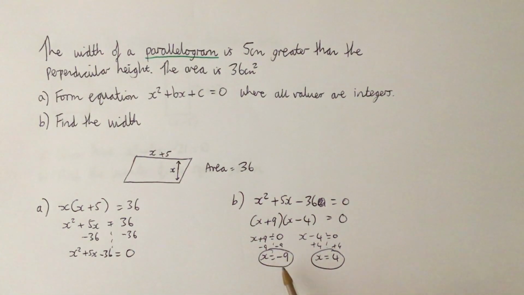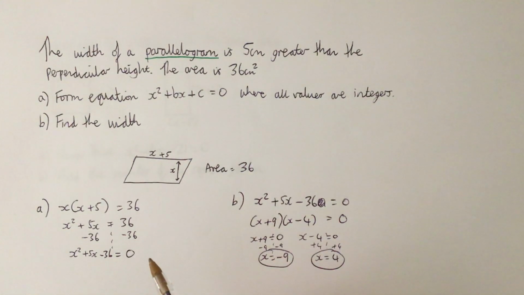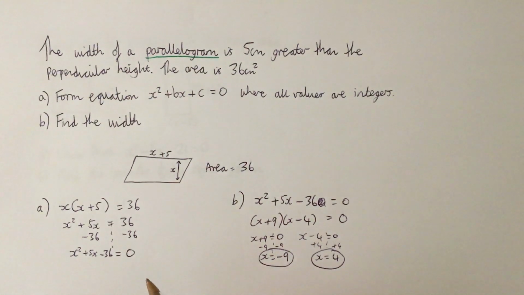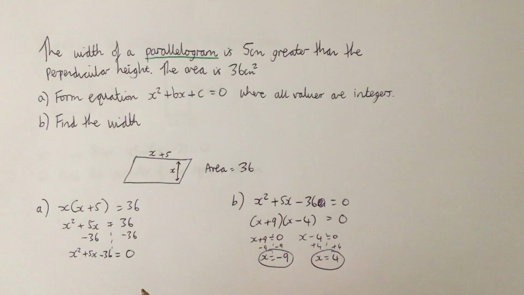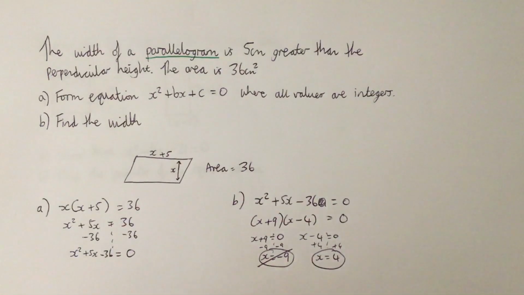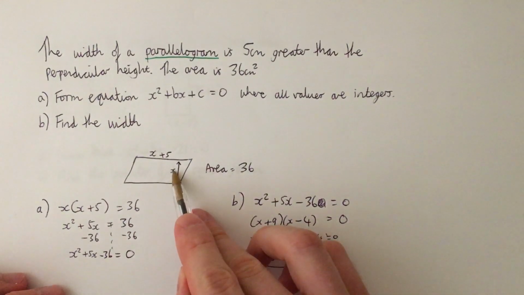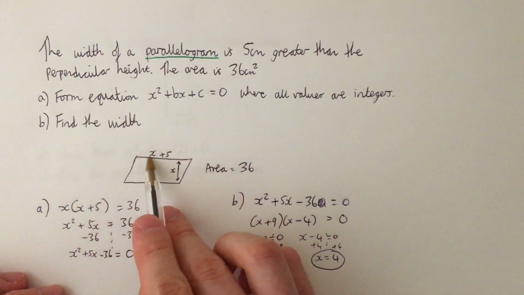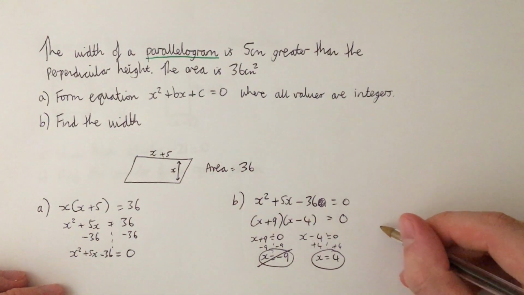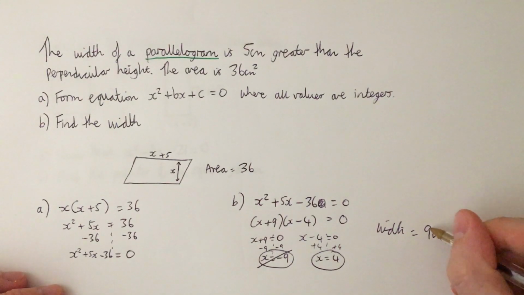If x equals negative 9, what we're saying here is that that height is negative 9. That doesn't make any sense at all. How can a height be negative 9? So therefore, we don't look at that answer. We simply just look at the x equals 4, because that's the only answer it could physically be with this shape. So therefore, the height is going to be 4, and so the width is going to be 4 plus 5. So the width is going to be 9 centimeters.